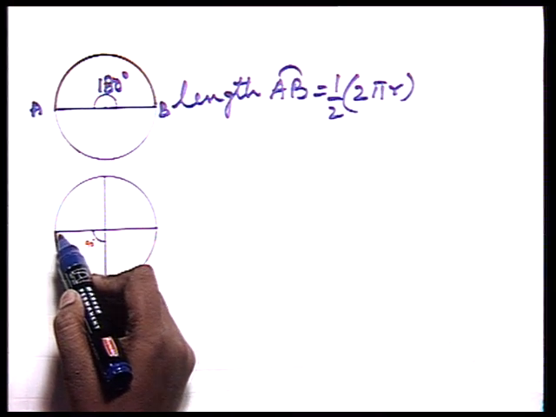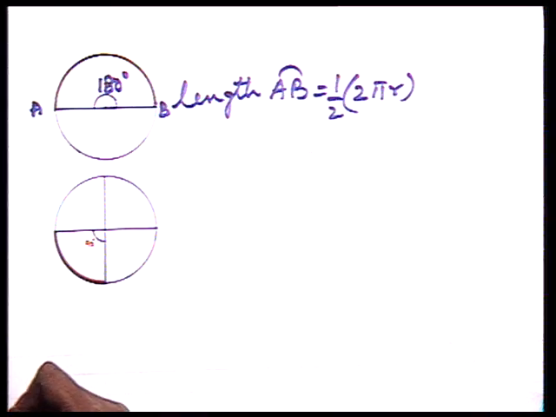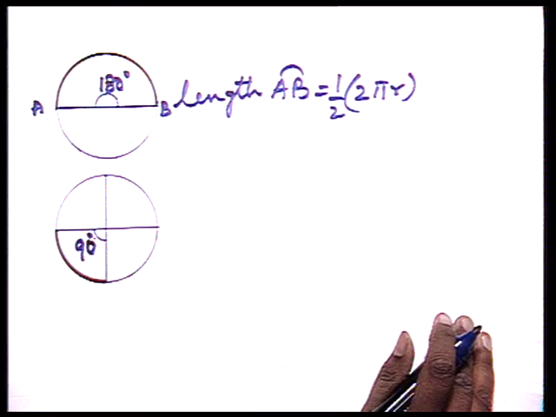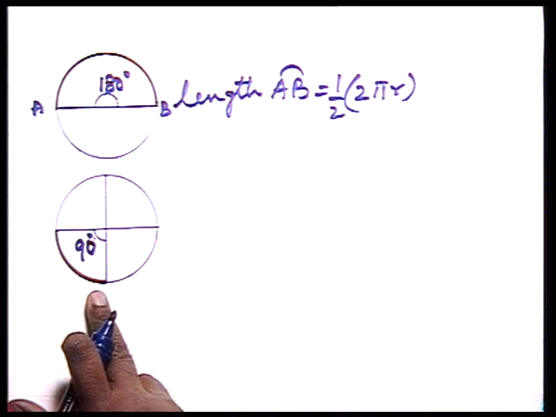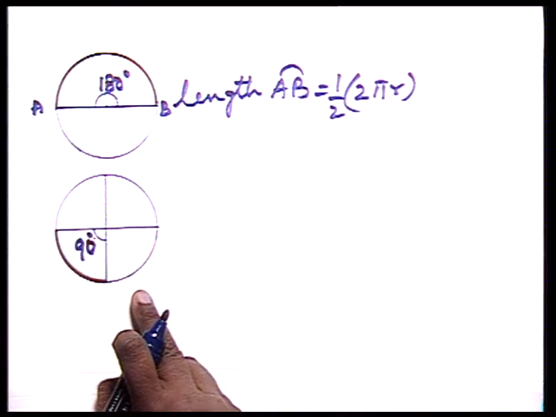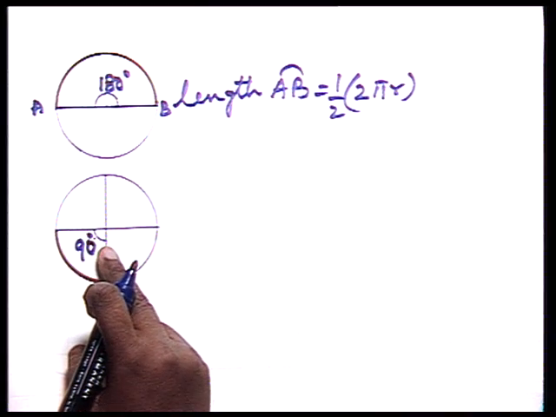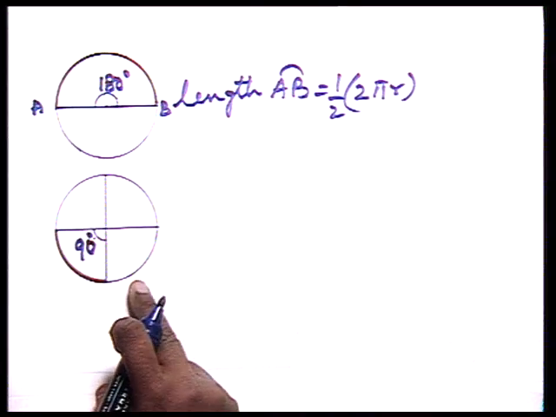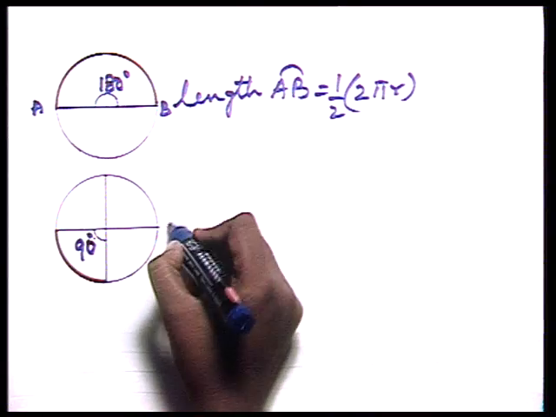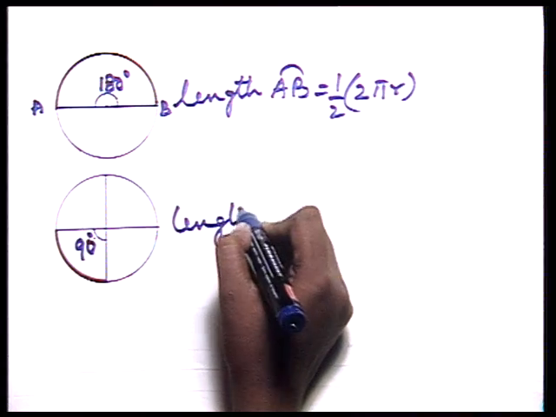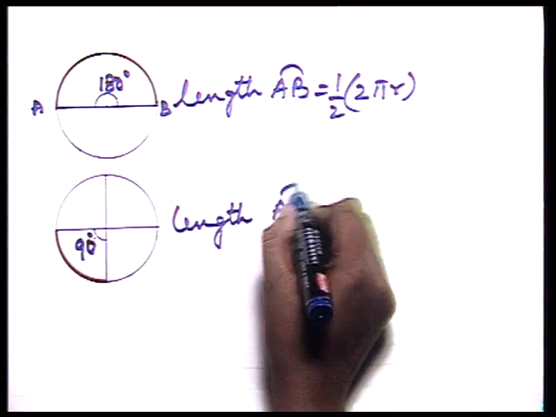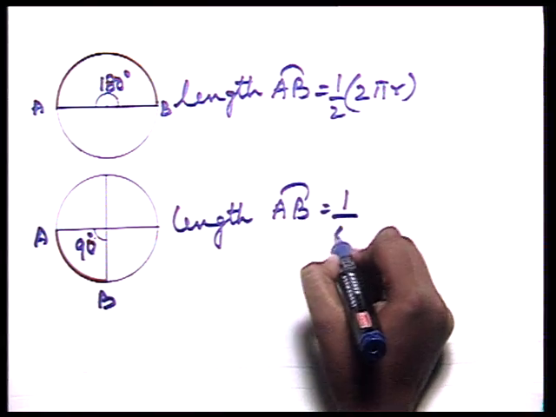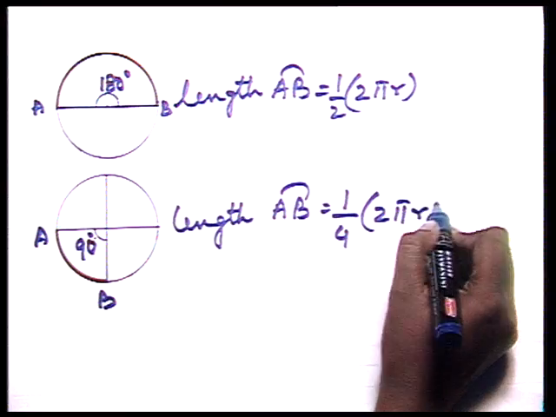So, what will be the length of this arc, which is making an angle of 90 degree at the center? Again, since this is a quarter of a whole circle making an angle of 90 degree at the center, the length of this arc will be 1/4 of the circumference of this circle. So, length of the arc AB, if I mark this arc as AB here, is equal to 1/4 2 pi r.